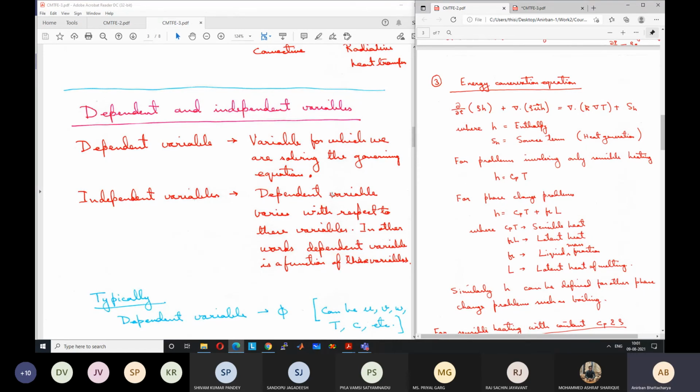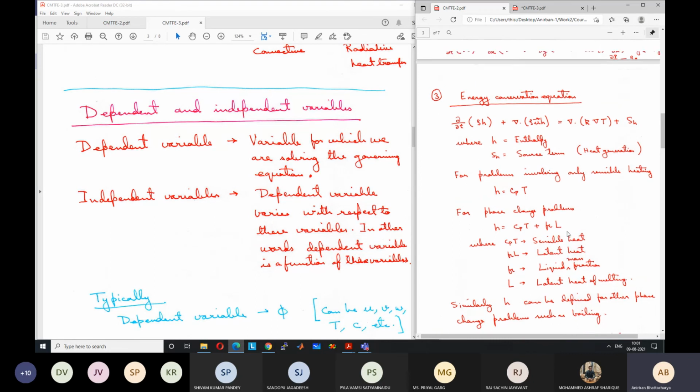So dependent variables vary with respect to these independent variables. In other words, dependent variables are a function of these independent variables. So what are the independent variables? x direction, y direction, z direction, x coordinate, y coordinate, z coordinate, time, t. These are some examples of independent variables.